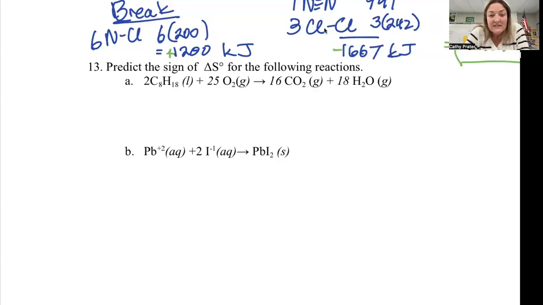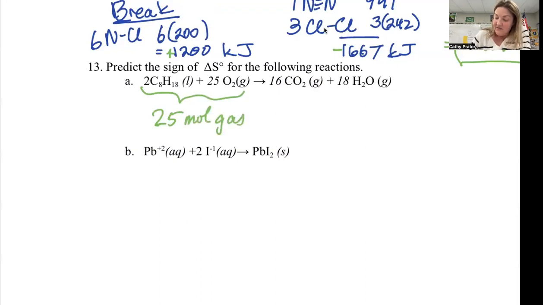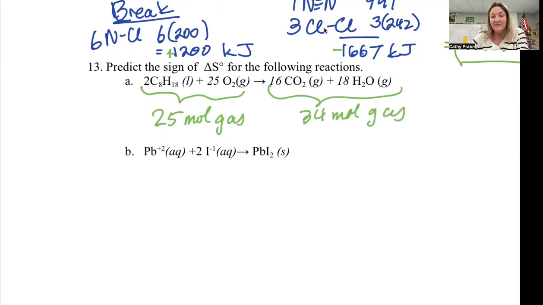Number 13, predict the sign of delta S. Gas is the most disorderly. On this side of the reaction, we have 25 moles of gas. On this side of the reaction, we have 16 plus 18, which is 34 moles of gas. So if the right side of the reaction is more disordered, over the course of the reaction, entropy increased.